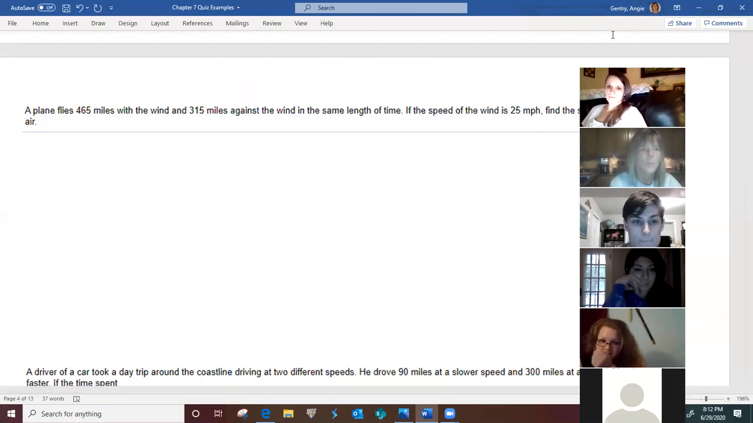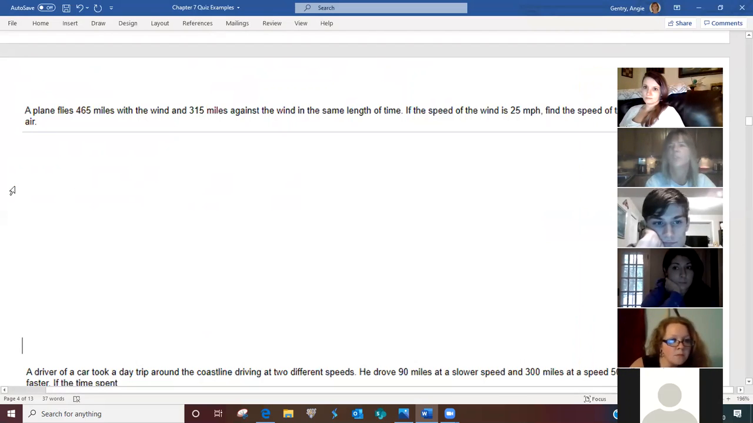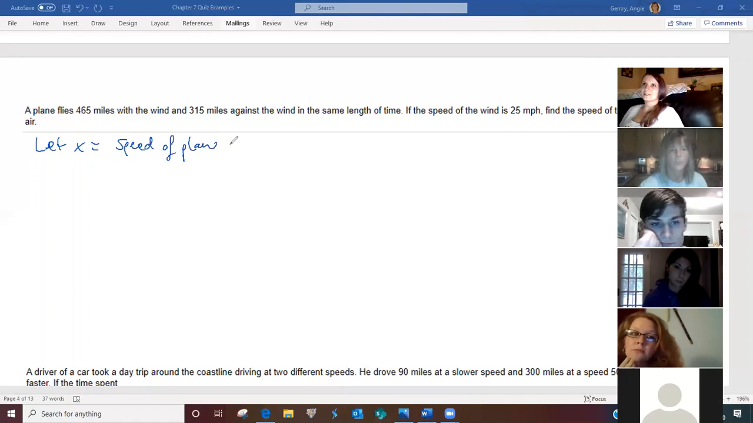Okay, a plane flies 465 miles with the wind and 315 against the wind in the same length of time. The speed of the wind is 25 miles per hour. Find the speed in still air. So this is the thing, you can't always let x be the same thing. We're going to say let x be the speed of the plane in still air. So I'm not looking for the wind speed. I'm looking for how fast that airplane can fly if there's no wind at all. And then I do my table.